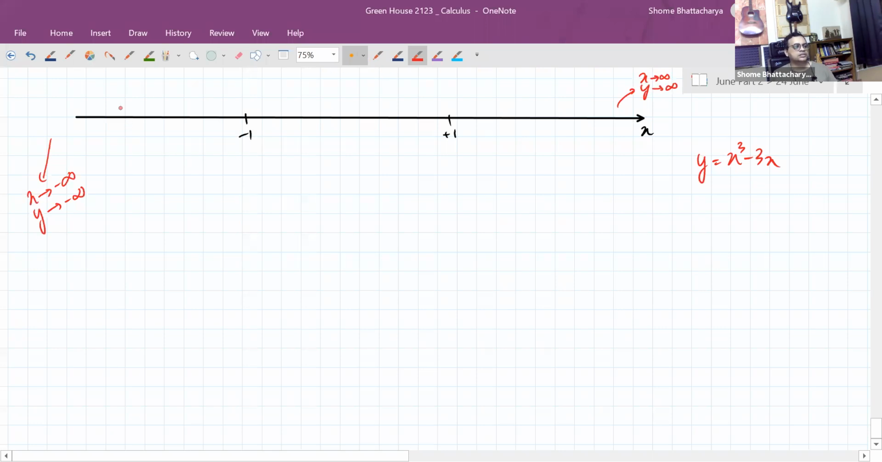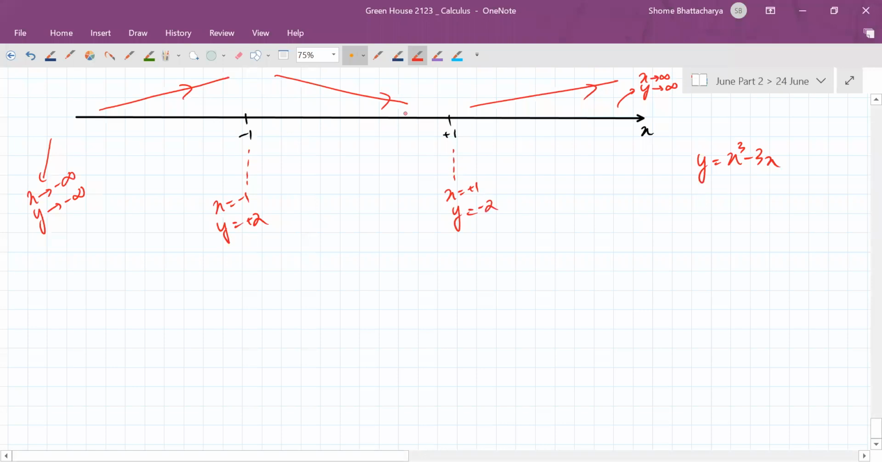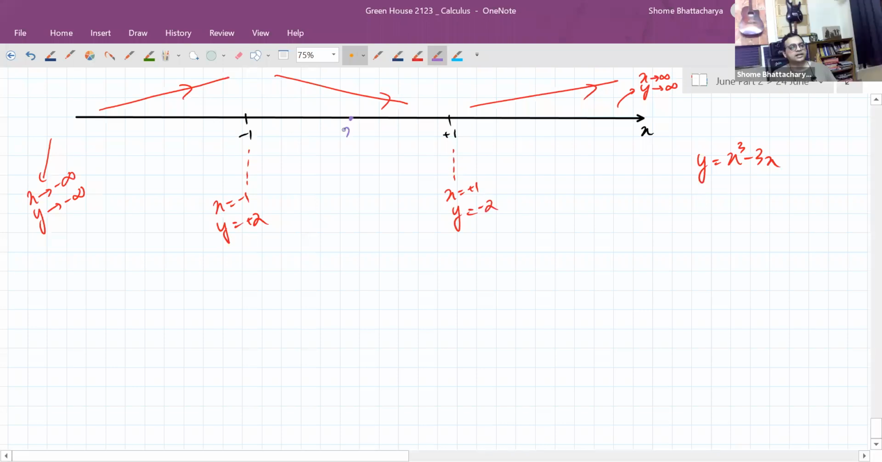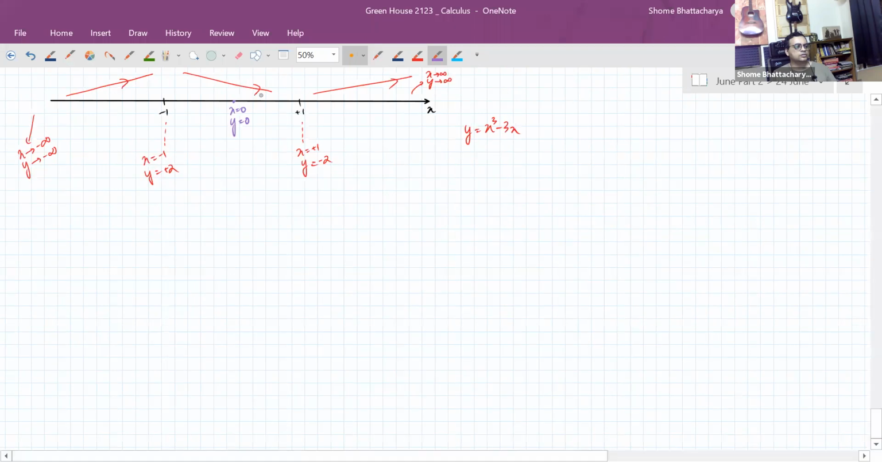Okay. And the other thing is this part the graph is rising, this part the graph is dropping, this part the graph is rising again. Okay, now we can see at x equal to -1, what is the value of y? The value of y is -1 cube plus 3, so that is +2. And at x equal to +1, what is the value of y? It is 1 cube minus 3, so it is -2. Okay. And just for reference, you can also see that at x equal to 0, the value of y is 0, 0 minus 0. That will just help a little bit in plotting the final graph. So now we have got some guidance points for the graph also.